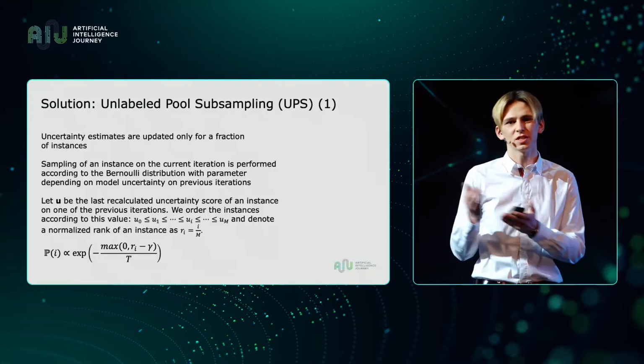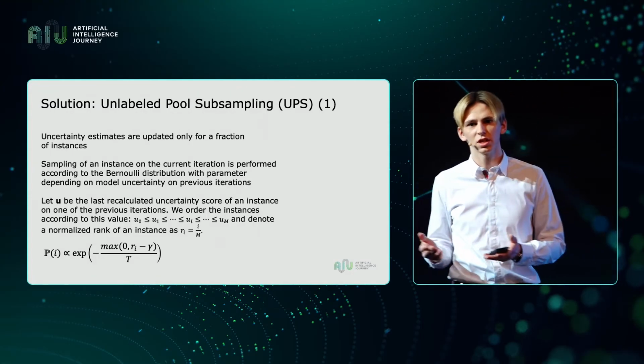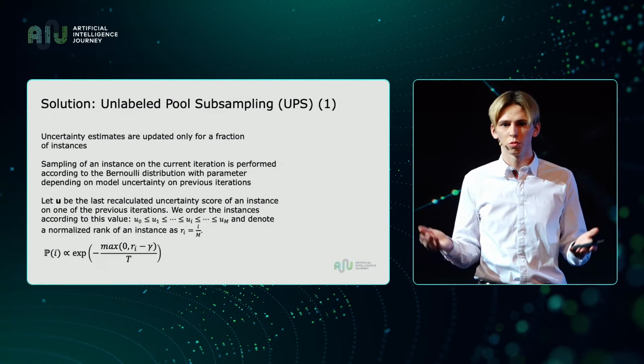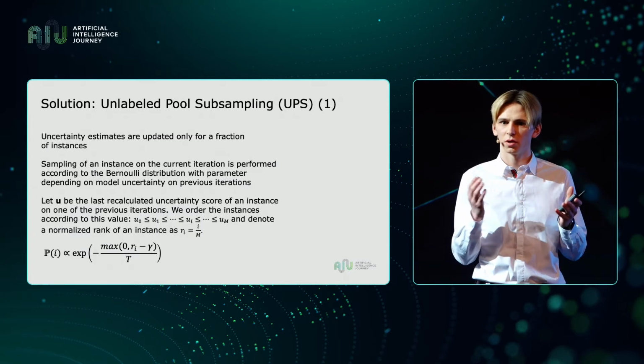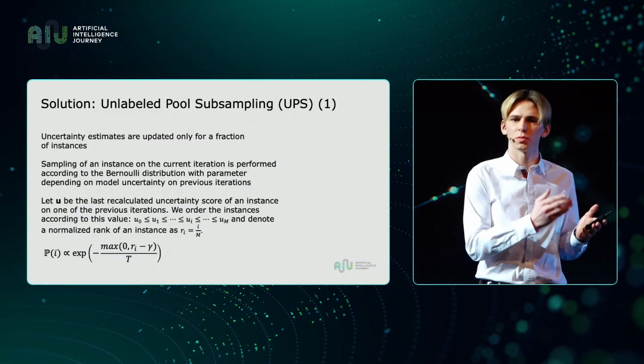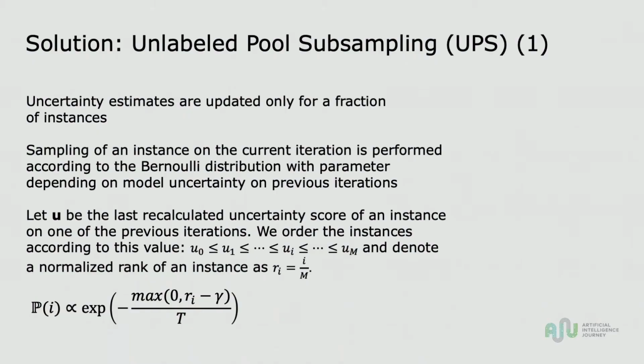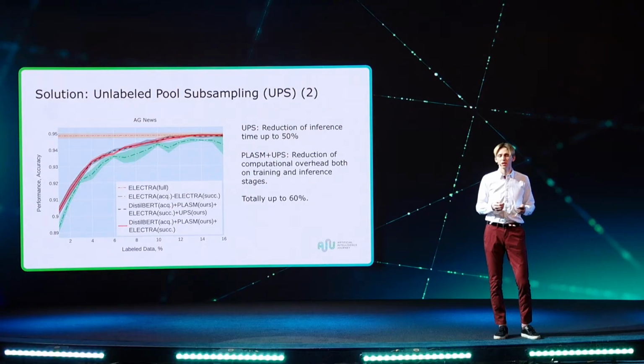So based on that, we offered unlabeled pool sampling, which is the UPS model, where uncertainty estimates are updated only for a fraction of instances, and sampling of an instance on the current iteration is performed according to the Bernoulli distribution with a parameter dependent on the model uncertainty in previous iterations. We also sample examples not among this top K%, in case an important example is not among this top K%, so as not to have zero probability of taking this example.